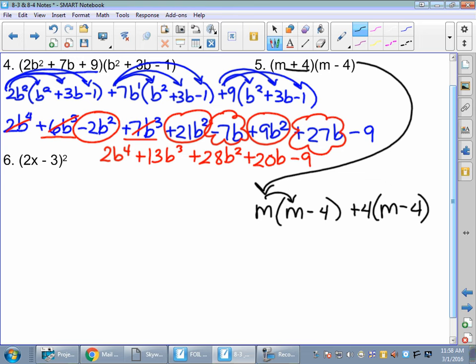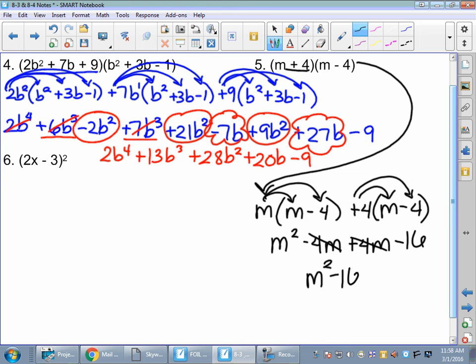Distribute. m times m is m squared. m times negative 4 is negative 4m. Positive 4 times m is a positive 4m. And positive 4 times negative 4 is negative 16. When I clean this up, I can see my 4 products, which I should have because it was a 2 by 2, a binomial times a binomial. But in the end, a positive 4m and a negative 4m cancel each other out. So we're left with just m squared minus 16. And that's finished. So our 4 terms became 2 terms.